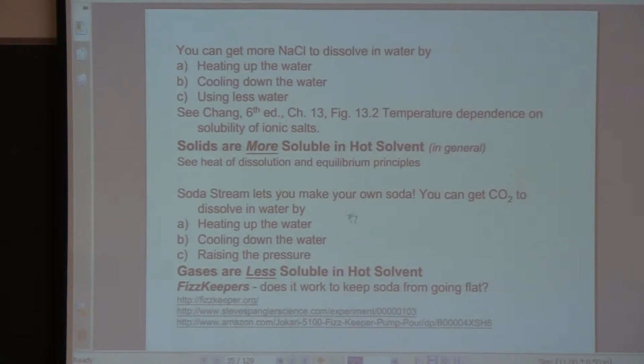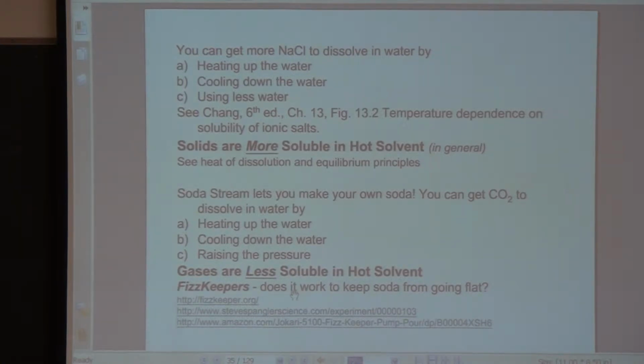Now note that that's the opposite of solids. Solids tend to be more soluble in hot water than cold water, whereas gases are the other way around. Okay, so for this question here, it's actually B and C. You can either lower the temperature of the solvent, or you can raise the pressure of the solute onto the solvent.